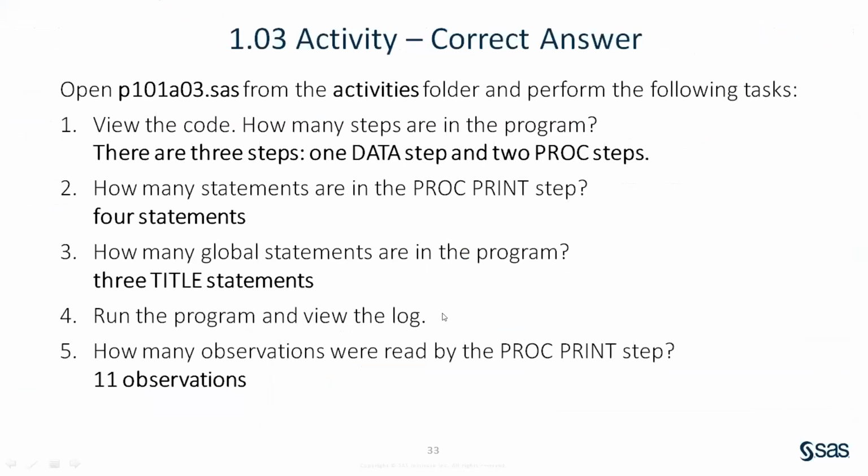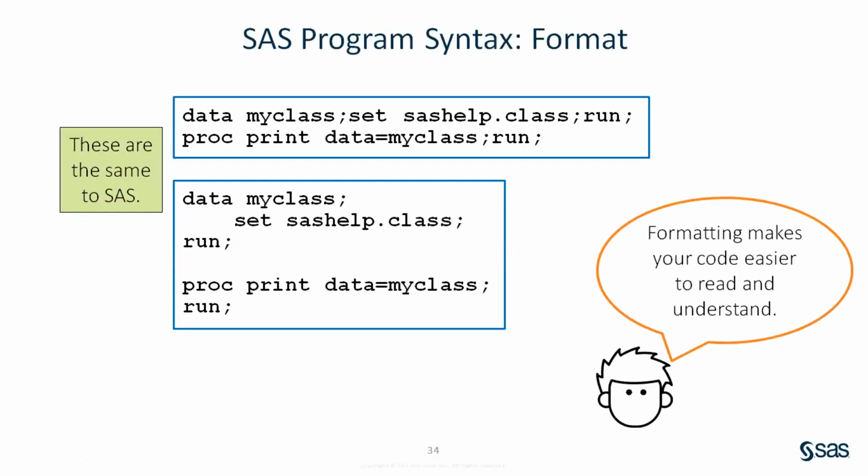Yes, so these are the answers. First, we viewed the code and we saw there were three steps, one data step and two proc steps. How many statements in proc print? Yes, the answer was correct from your end: four statements. How? We had three global statements and all were title statements. We did see the log and we found that with proc print, how many observations it's processing? Only 11 observations.